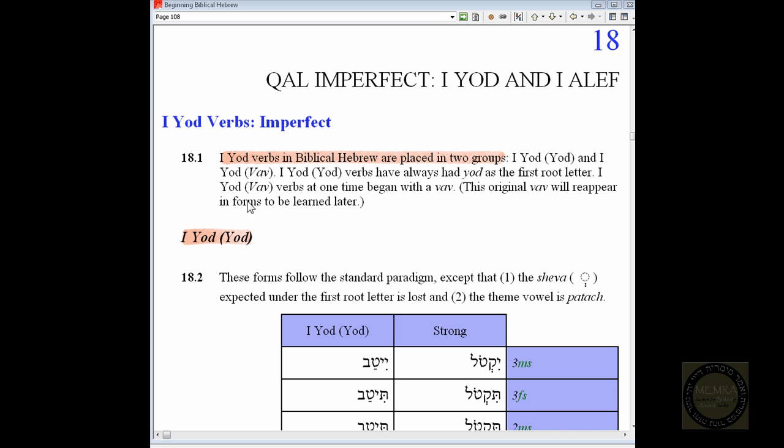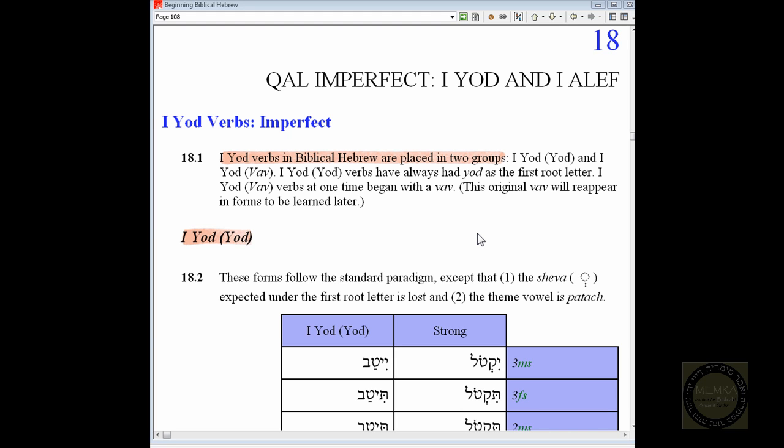We have here the note by Futato that first yod verbs in biblical Hebrew are placed in two groups. There's a first yod and a first yod vav. Now what he means by that is that in original Semitic, some of what we call first yod verbs actually began with a vav in the lemma. Yod and vav were sort of interchangeable in more ancient Semitic languages. That's really all you need to know.